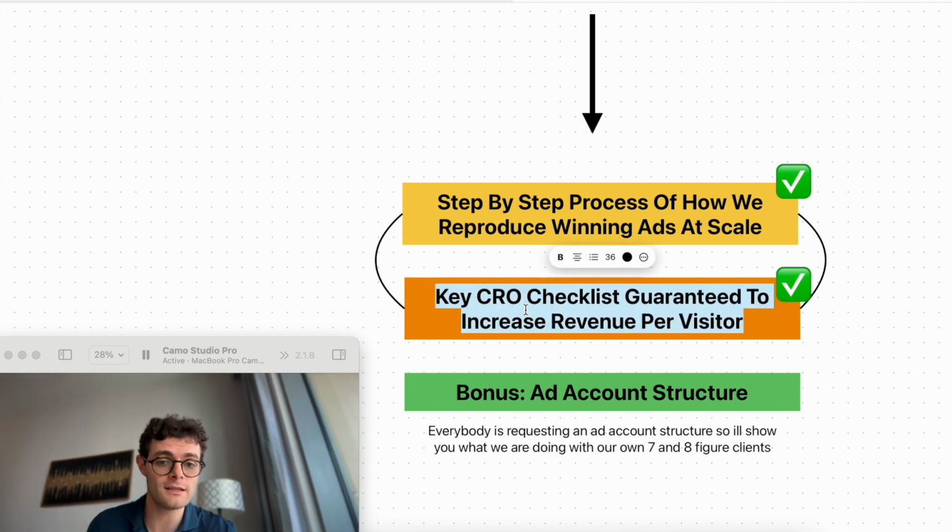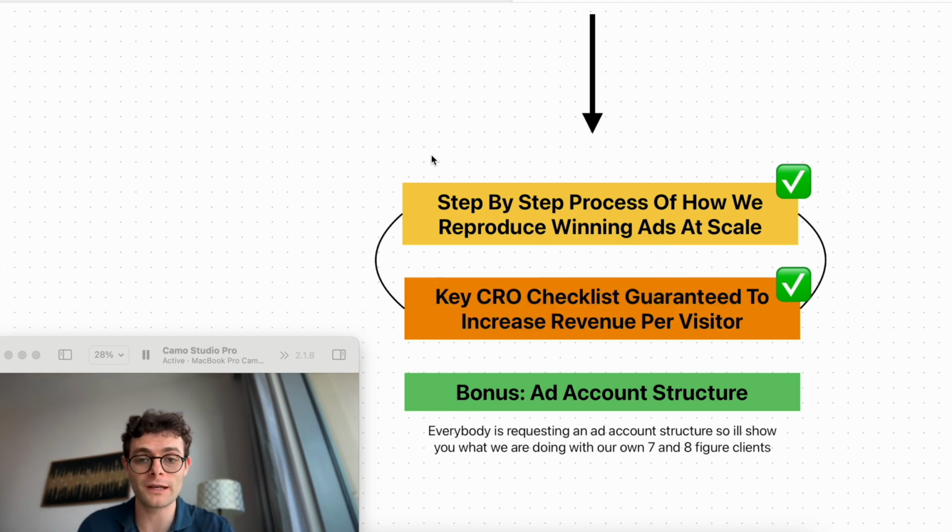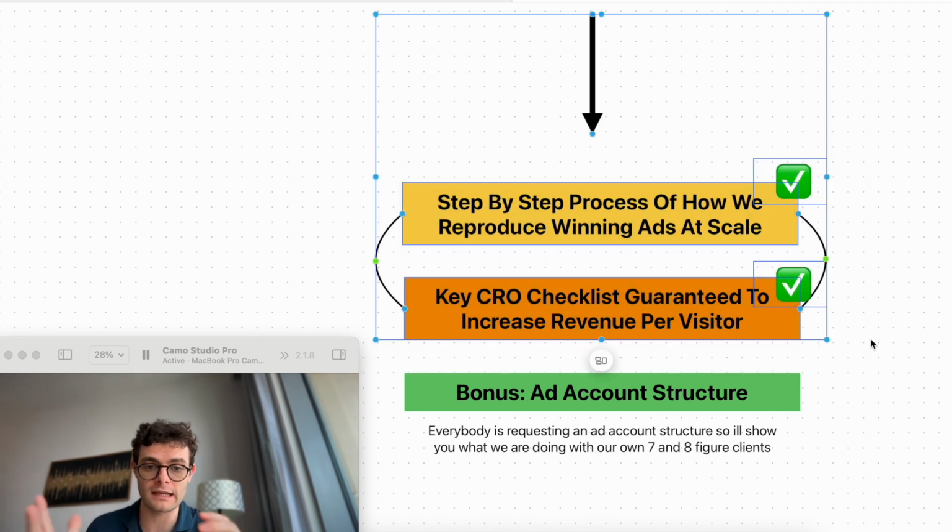And number two, the key CRO checklist that is guaranteed, and I can promise you, I'm not exaggerating, to increase revenue per visitor. We can create the best winning ads in the world, but if we don't have a very systematized process of increasing the revenue per visitor, then we're not taking advantage of all the money that we put into our ads, right? So we're going to go over these two things, creatives and CRO.